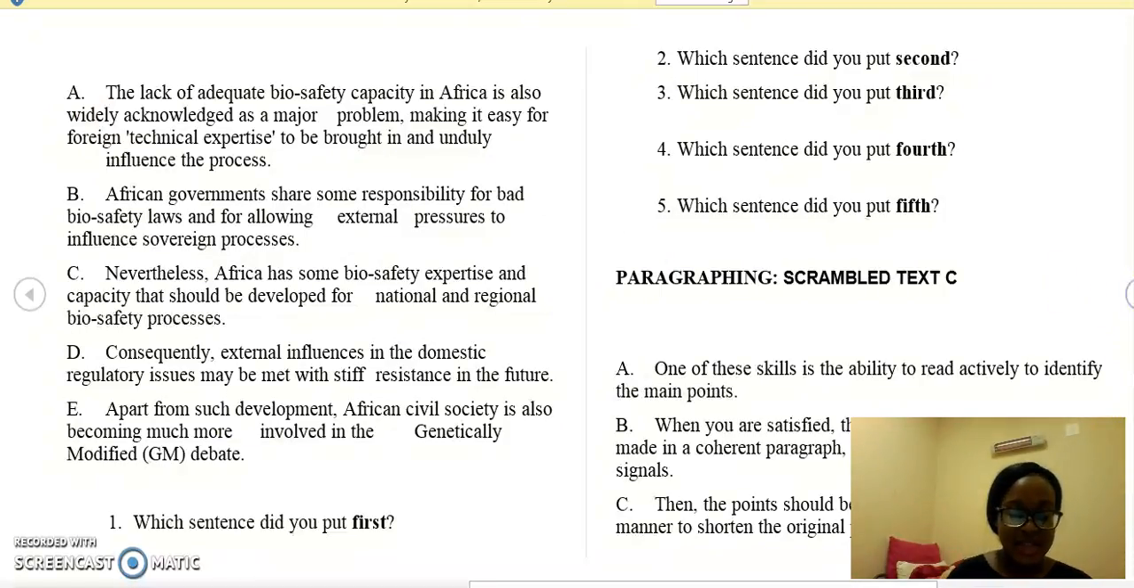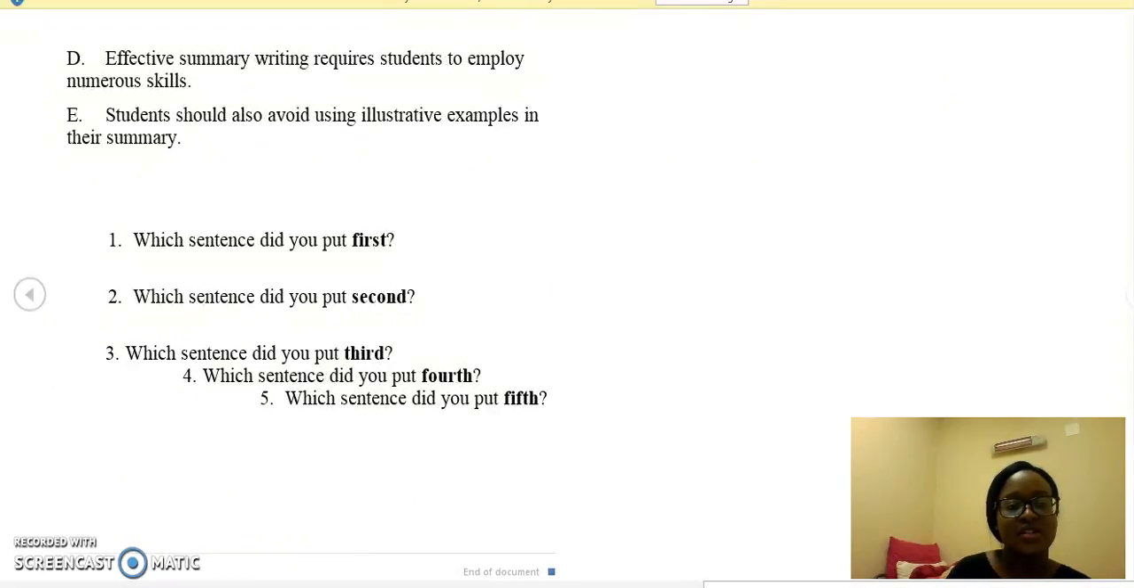Now, our last text, C. A. One of these skills is the ability to read actively to identify the main point. B. When you are satisfied, the final presentation should be made in a coherent paragraph using appropriate transitional signals. C. Then, the point should be paraphrased in a concise manner to shorten the original piece. D. Effective summary writing requires students to employ numerous skills. E. Students should also avoid using illustrative examples in their summary.